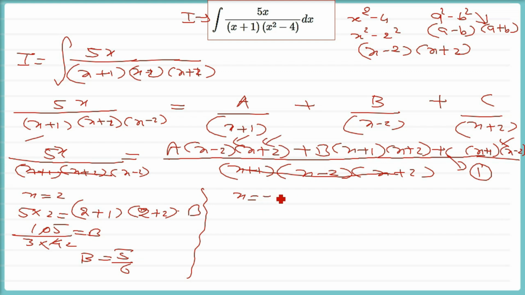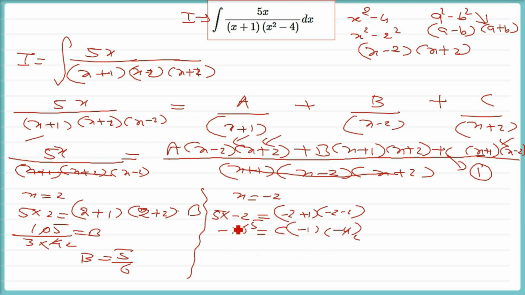Second is x equals to negative 2. Put it like this. When you put x equals to negative 2, 5 into negative 2 will be equal to negative 2 plus 1, negative 2 minus 2. So negative 10 on the left hand side. You have c along with this. This is negative 1. This will be negative 4. So minus minus become plus on the right hand side. So only negative will remain on the left.